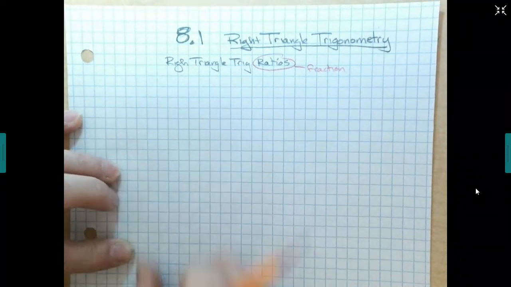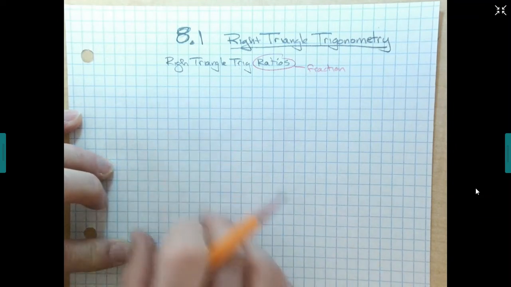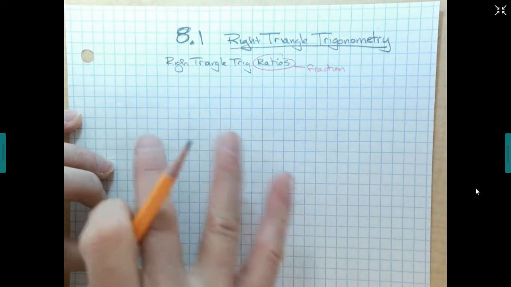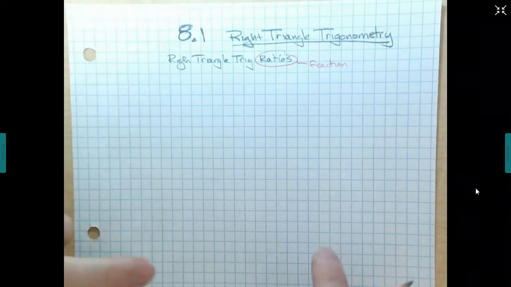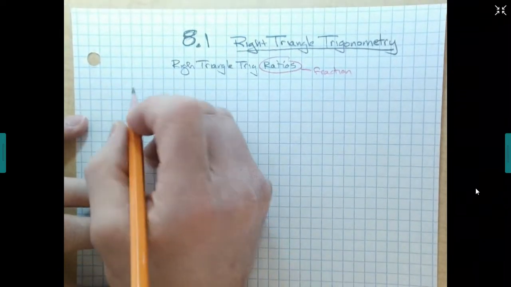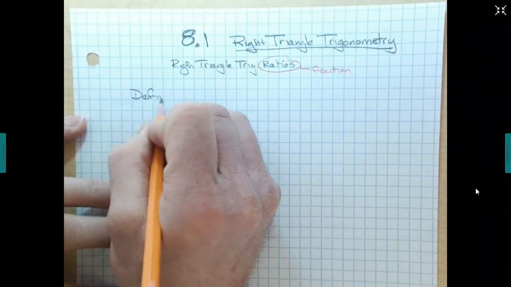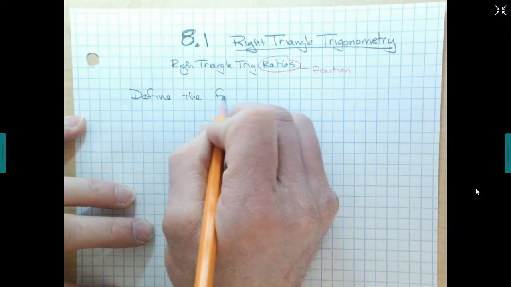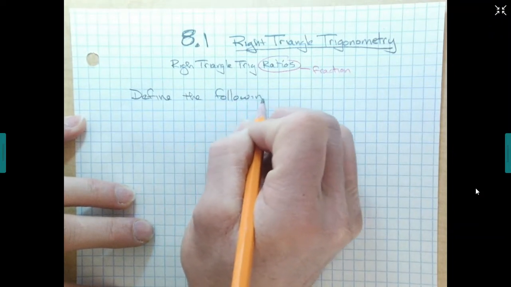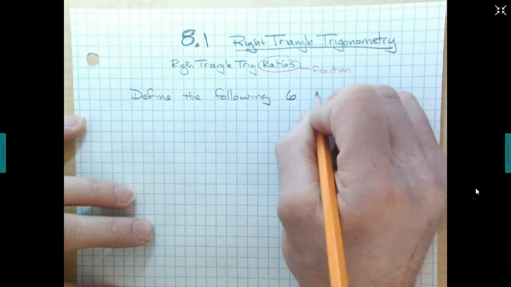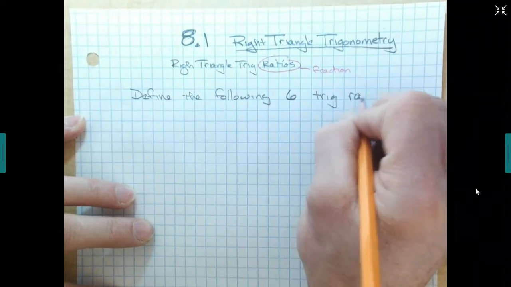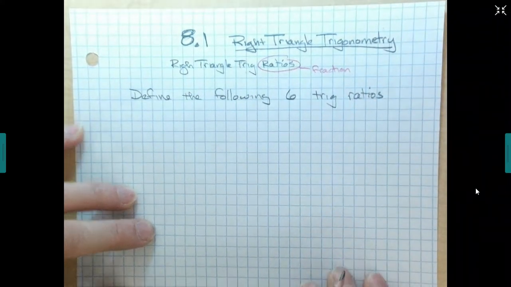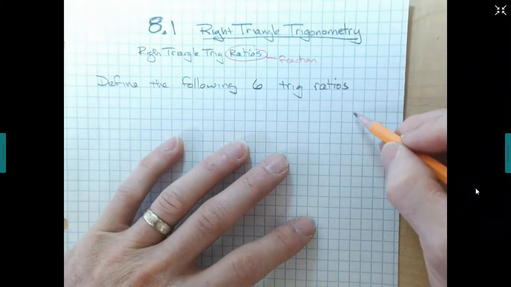So you're going to have 2 rows. Leave your notes so that you have 2 rows so you can line up 2 definitions, 2 definitions, and 2 definitions. So define the following 6 trig ratios. What we're going to do is use this triangle right here.